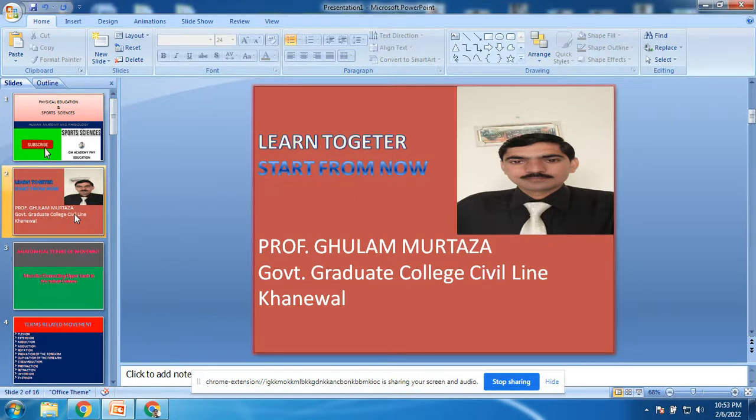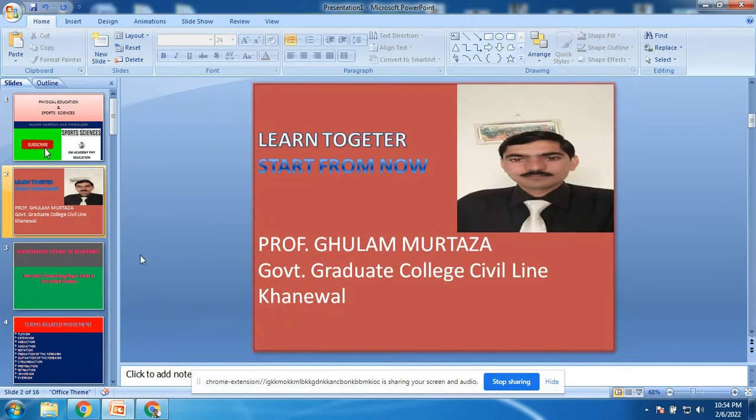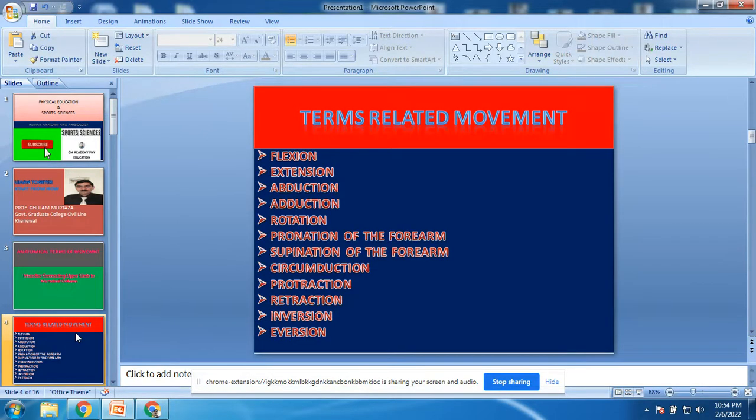Anatomical terms of movements, muscles connecting upper limb to the vertebral columns. Terms related to human movements. First of all, extensions, flexions, abductions, adductions, rotations, pronation of forearm, supination of forearm, circumductions, protractions, retractions, inversion or eversions.